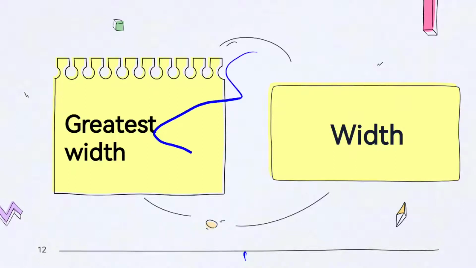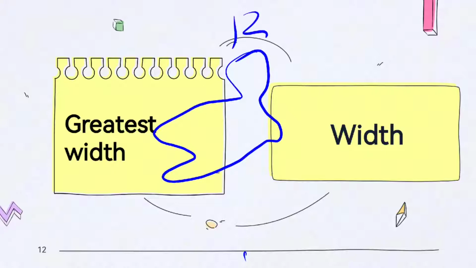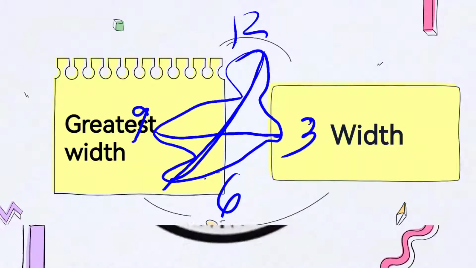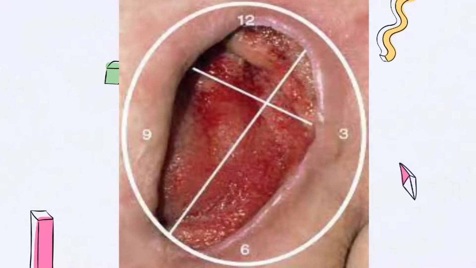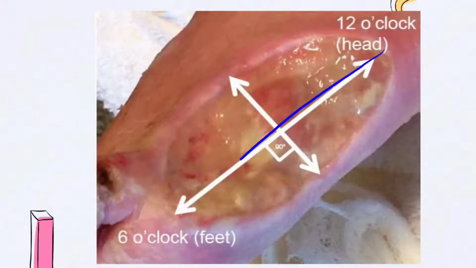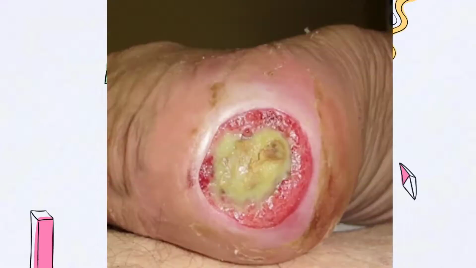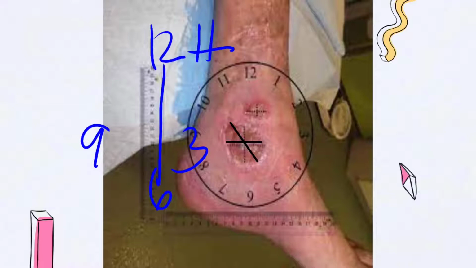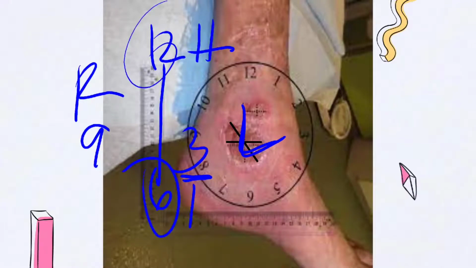Again, the same principle. Not all our wounds have the same shape, a perfect circle. So if I'm going to measure, this will be my greatest length and this will be my greatest width. These are examples of how to measure your greatest length and your greatest width. Now your 12 o'clock, 6 o'clock, 9, and 3: 12 to 6 is this is the patient's head, this is the patient's toes, this is the right side, this is the left side. That is our guide in measuring.